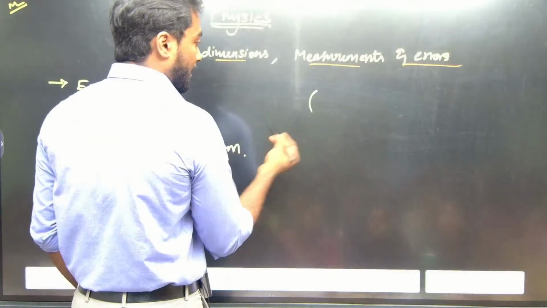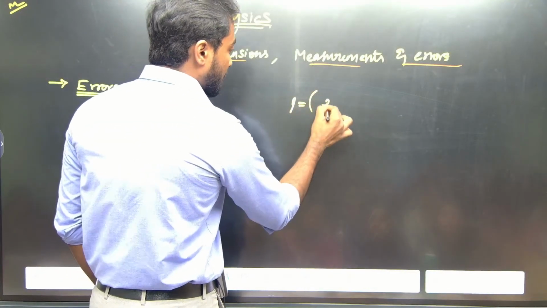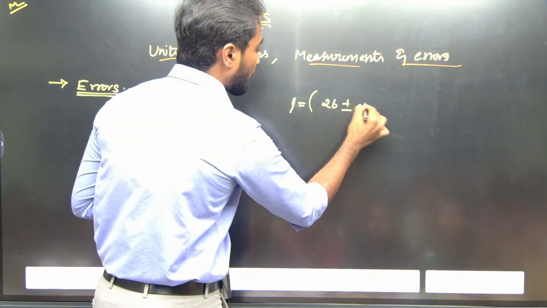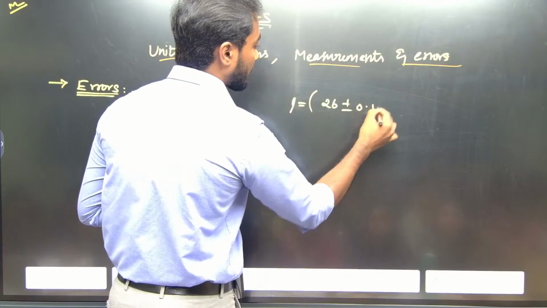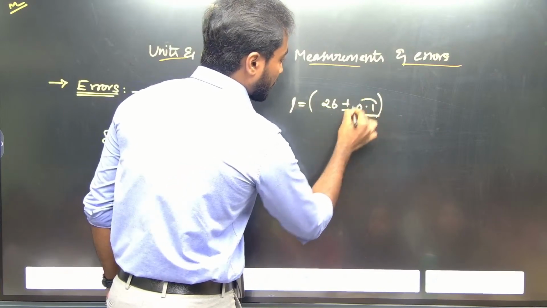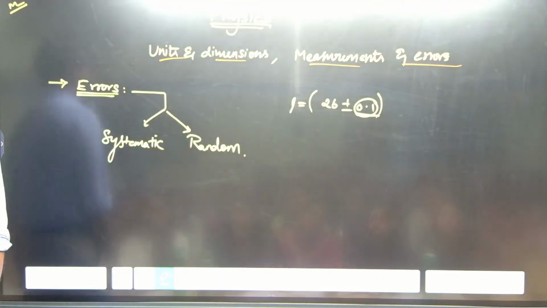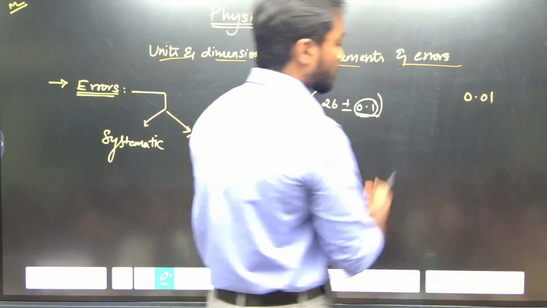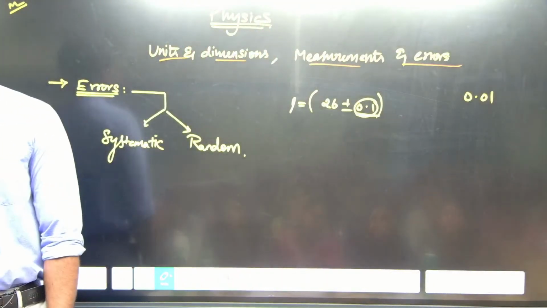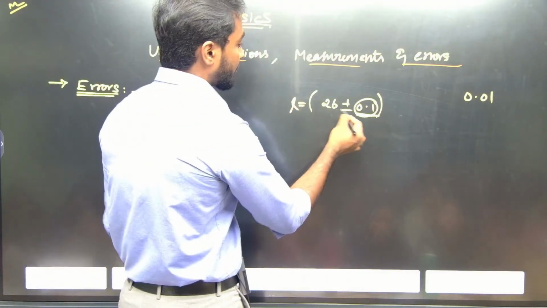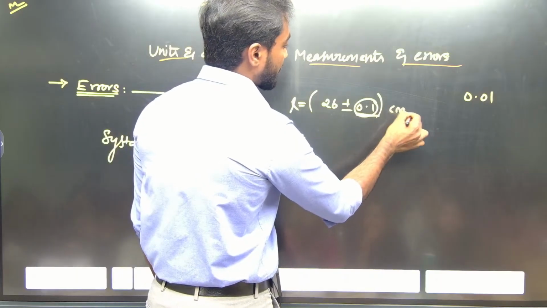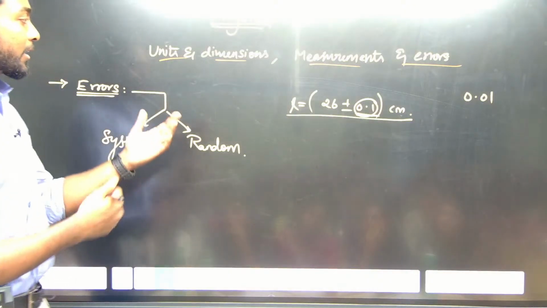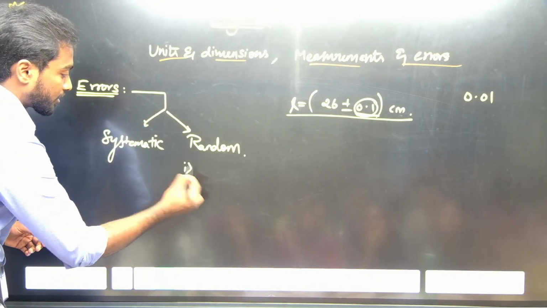For example, if the length we got is 26, the error can be plus or minus 0.1, the least count. Why am I taking 0.1? If the least count were 0.01, I should mention that. So the length is equal to 26 plus or minus 0.1 centimeter. To analyze this, the first step is taking the mean.